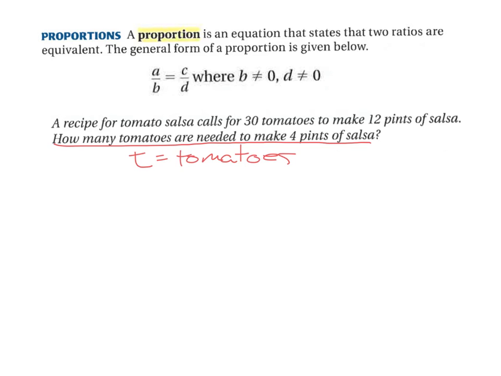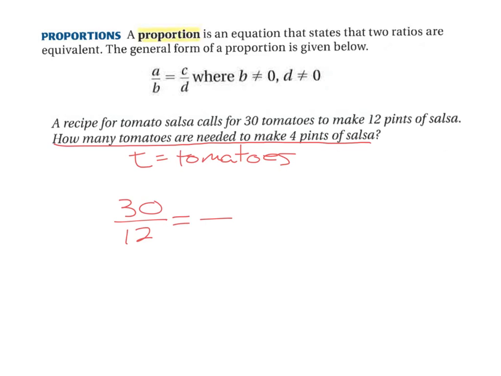So I know that it takes 30 tomatoes to make 12 pints of salsa, and since I know this is a proportional relationship, I can set up two ratios that are equal to each other. Now I know that we're looking for 4 pints of salsa. How many tomatoes are needed to make 4 pints?